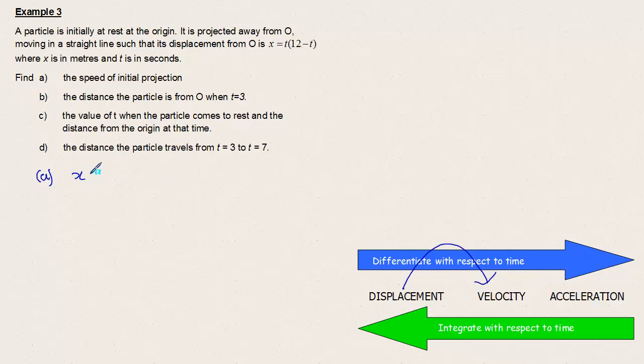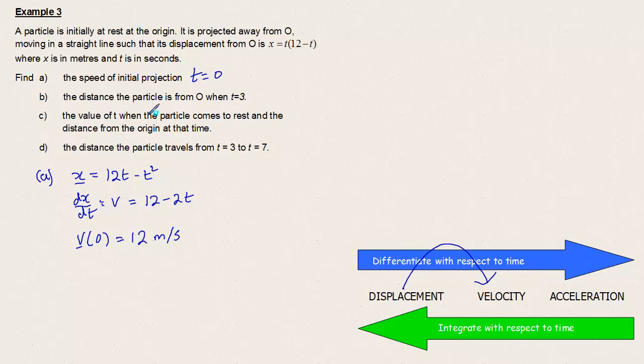So, x is equal to 12t minus t squared. We need to differentiate to find the velocity, and that gives us 12 take away 2t. Initial means t equals 0, so v of 0, and these are all vectors so we should really underline them, v of 0 is just going to be 12, and that would be in meters per second.